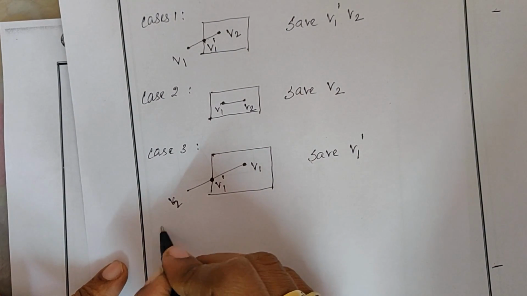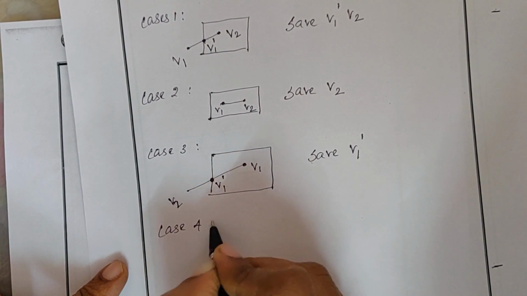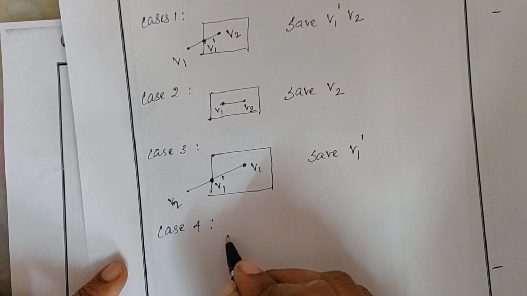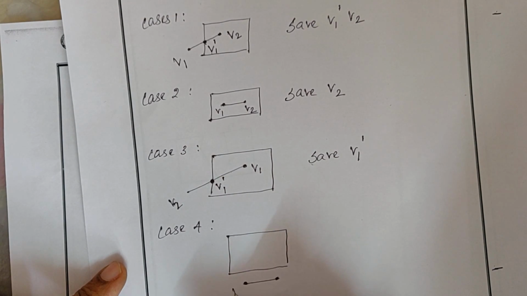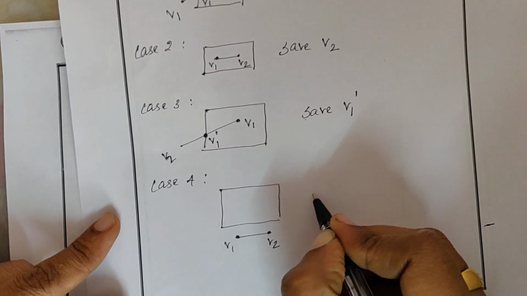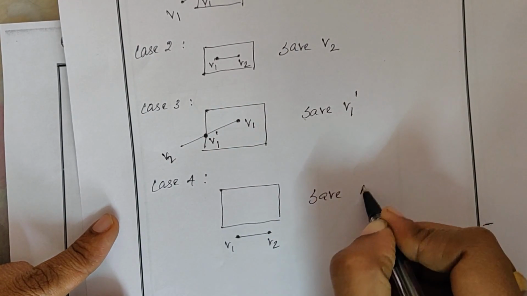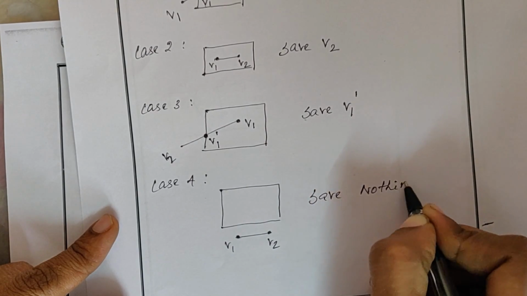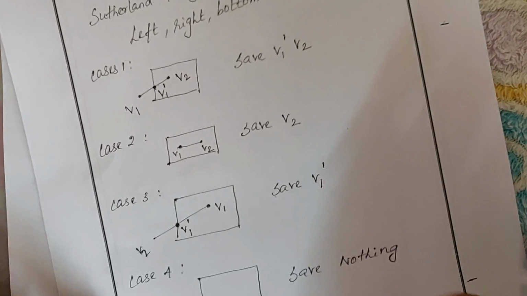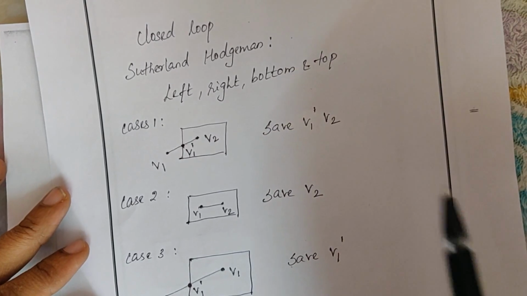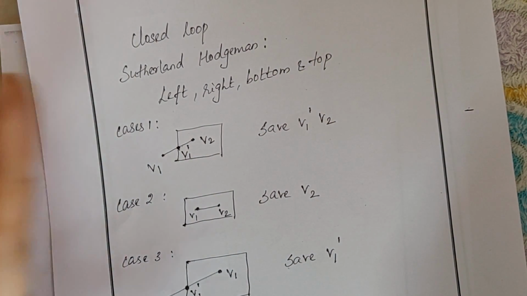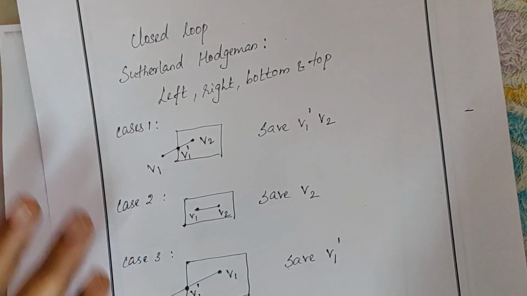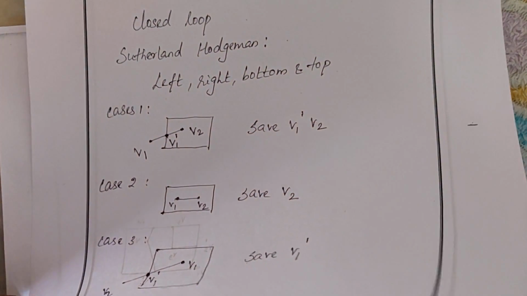Next, case 4. Both the vertices are outside the clipping window. In this case, save nothing, right? Now we have studied these 4 cases. We'll use these cases to solve a given problem.